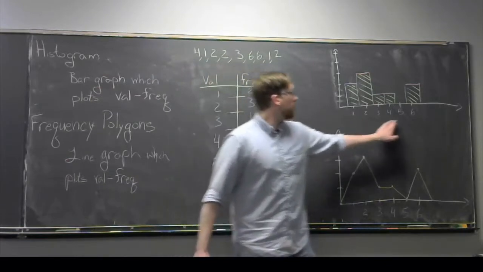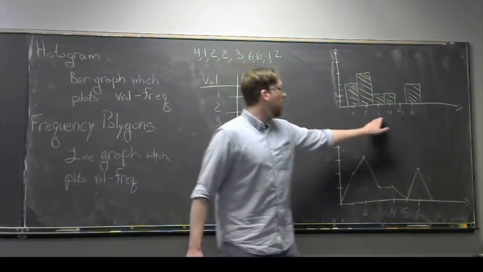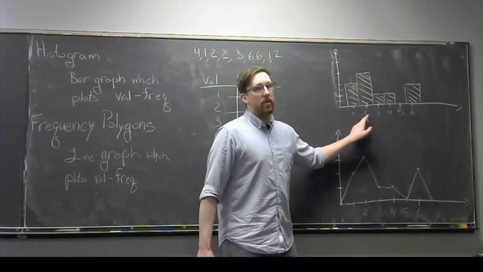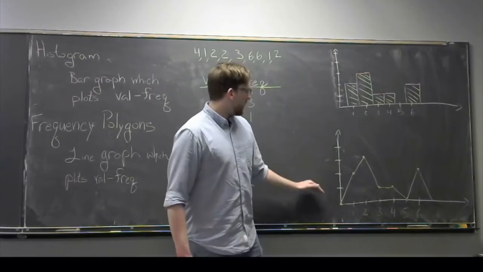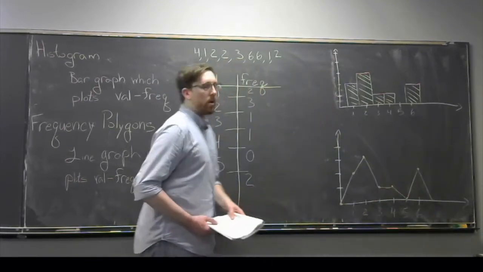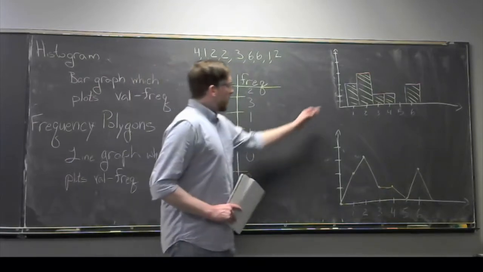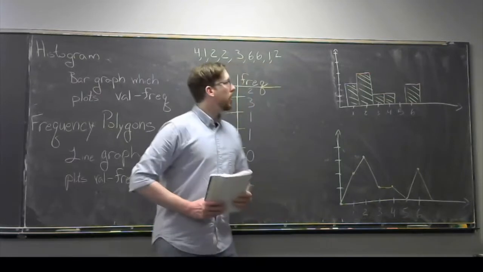We've got our rolls along our x-axis, so what the values are, right? If I rolled a 1, if I rolled a 2, etc. And we've got our frequency on the y-axis. And the same is true for the line graph below. This would be the histogram. This would be the frequency polygon.